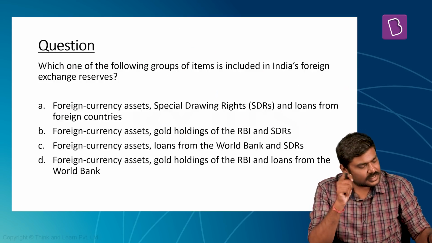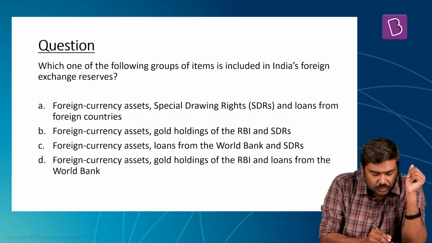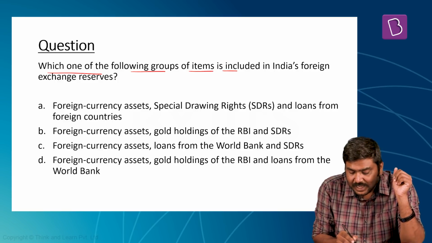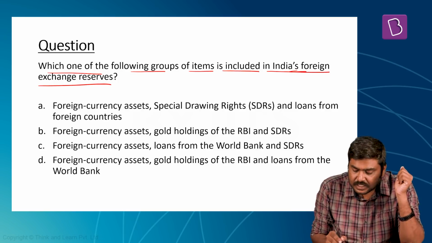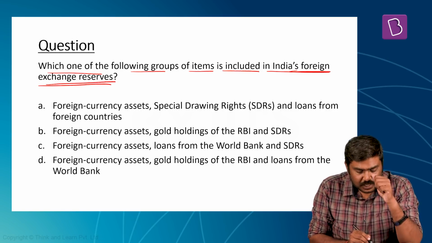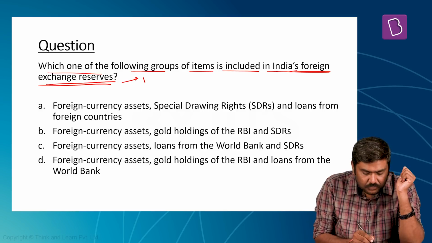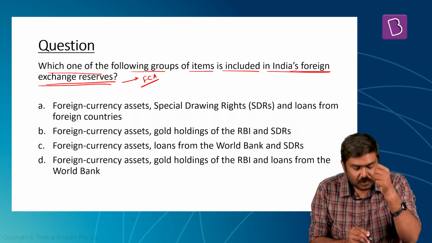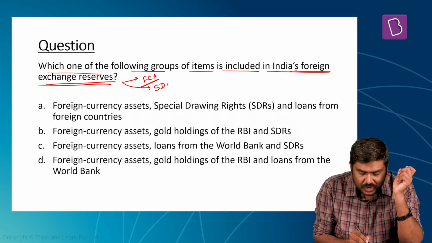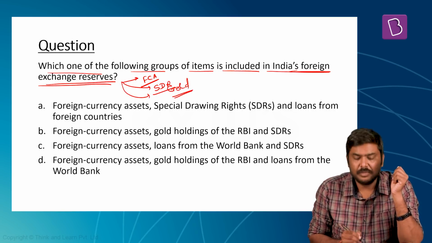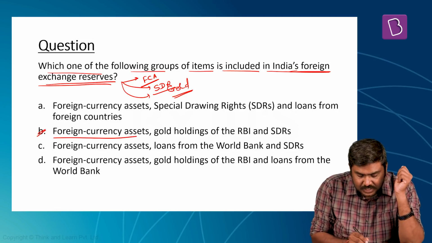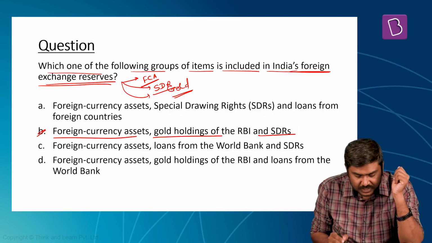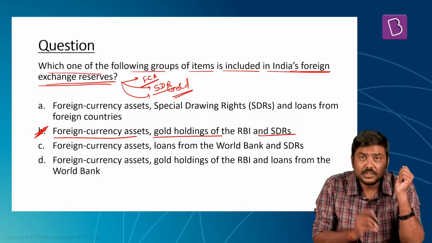Based on this, let's have a look at the questions here. Which one of the following groups of items is included in India's foreign exchange reserves? We have already seen this. India's foreign exchange reserves are basically the sum of one, foreign currency assets or basket of foreign currencies, second, special drawing rights which are issued by IMF, and third one is gold holdings of RBI. So the right option will be option B, foreign currency assets, gold holdings of RBI as well as SDRs. So right option is option B.